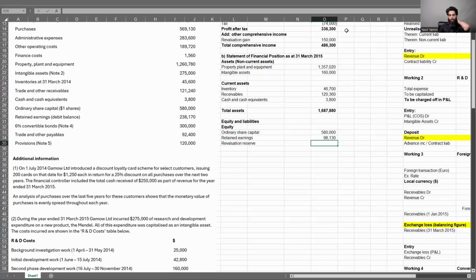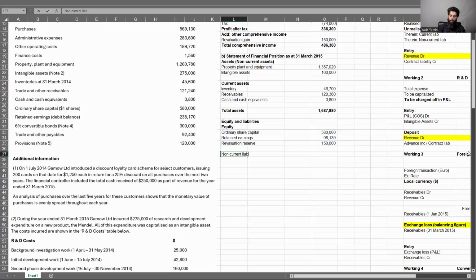Make sense? During the year, some revaluation was done, and therefore your revaluation reserve would be 150,000. You know where it comes from? That should be your total equity. What about your liabilities? First, we will talk about non-current liabilities.